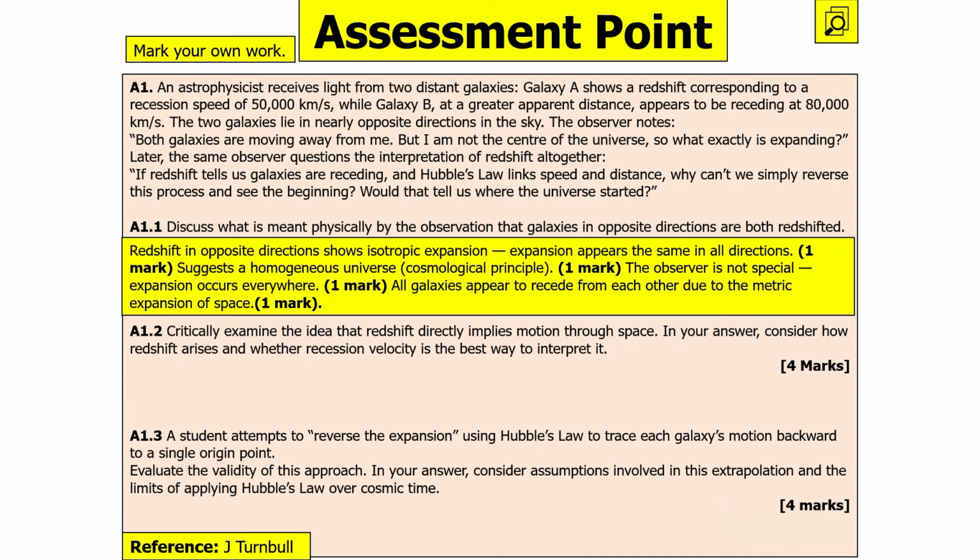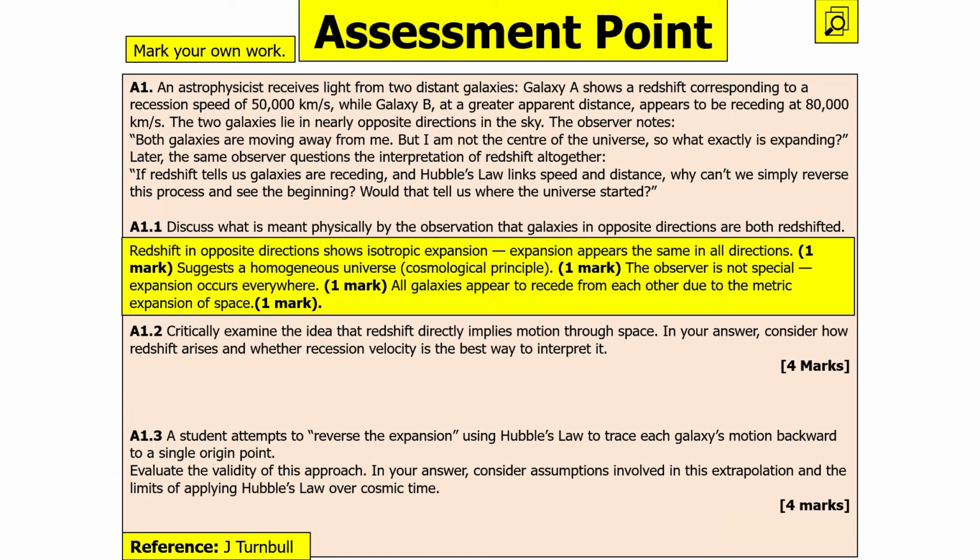In our first question, we can say that redshift in opposite directions shows isotropic expansion, that the expansion appears the same in all directions. So this suggests a homogeneous universe in line with the cosmological principle. So the observer is not special, expansion occurs everywhere in the universe. So all galaxies appear to recede from each other due to this expansion of space.